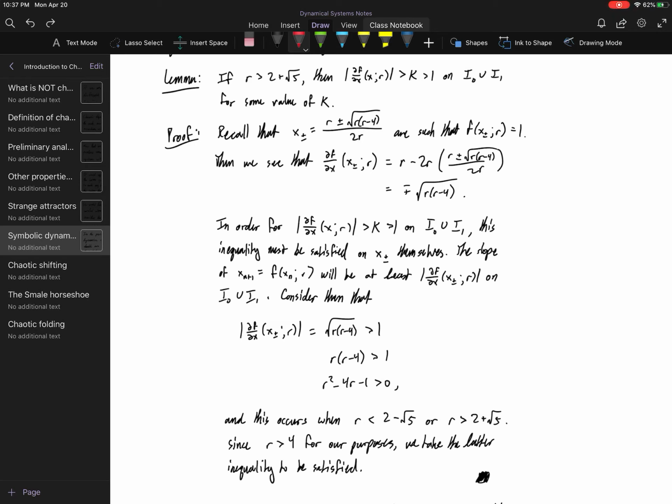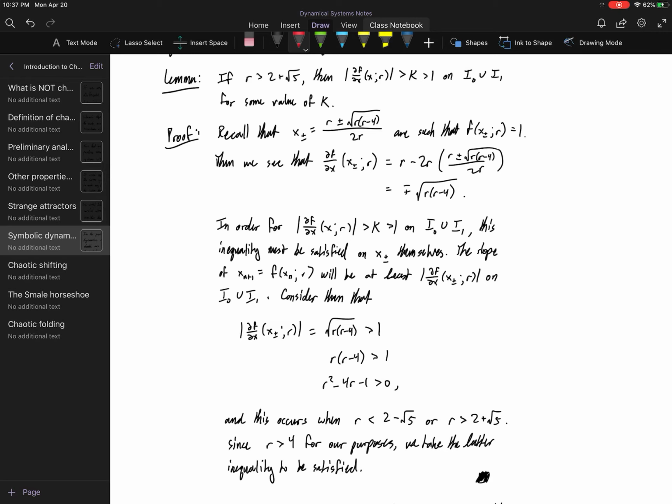You can do this directly, and it's actually not terrible to compute on your own. You can see that those derivatives are given by plus or minus the square root of r times r minus 4. And now you can see why we're dealing with r greater than 4. We need to make sure that the dilation factor is actually a real number here. It's not terribly important, but it's pretty helpful.